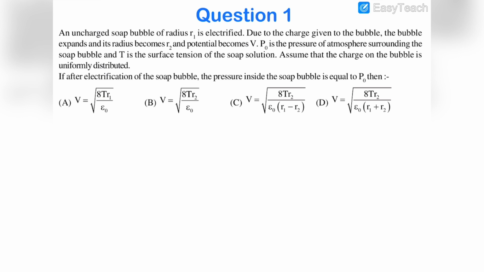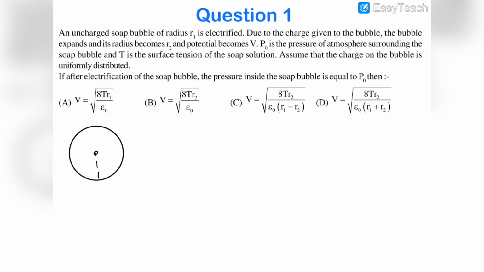If P0 is the atmospheric pressure of the surroundings of the soap bubble and T is the surface tension of the soap solution, then we have to find out the potential of the soap bubble after electrification, assuming the pressure inside the soap bubble after electrification is P0. Okay, and let us see the situation.